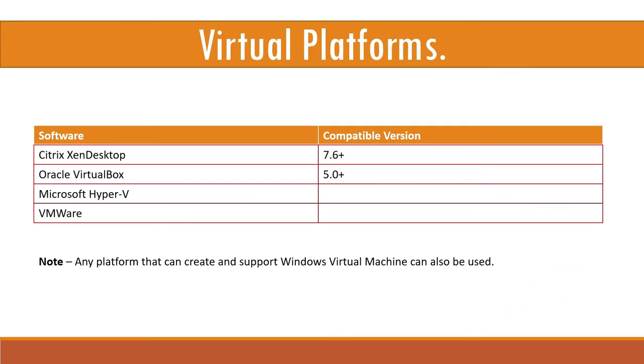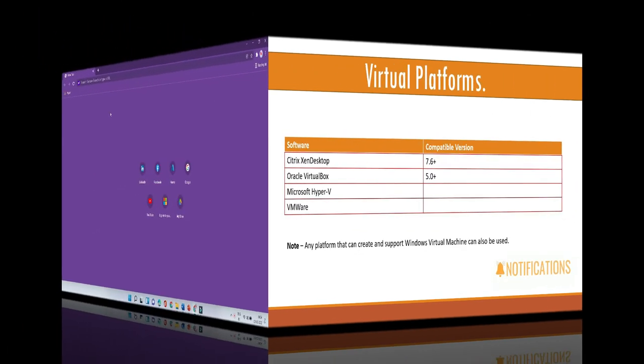Then about virtual platforms, Citrix XenDesktop, Oracle VirtualBox, Microsoft Hyper-V and VMware. These are the different virtual platforms that support UiPath Orchestrator installation. Any platform that can create and support a Windows virtual machine can also be used. These are the different software that are needed to install the UiPath Orchestrator.